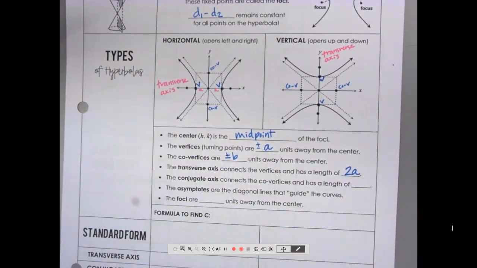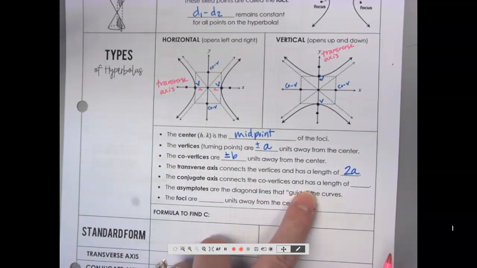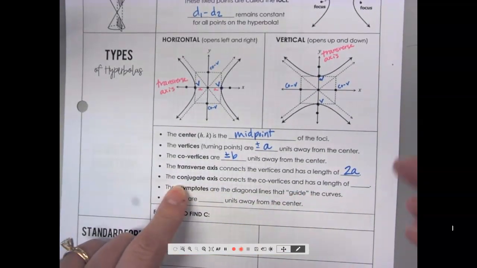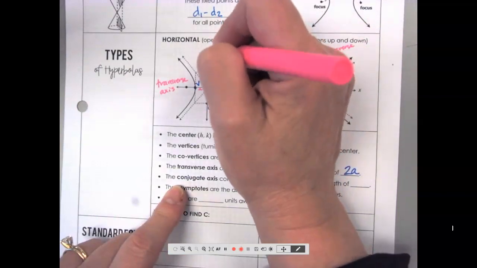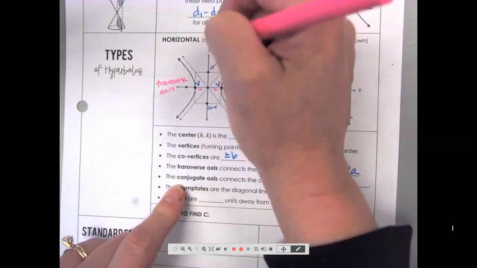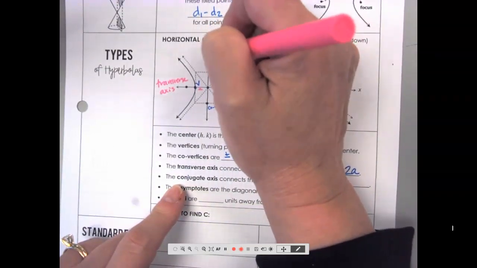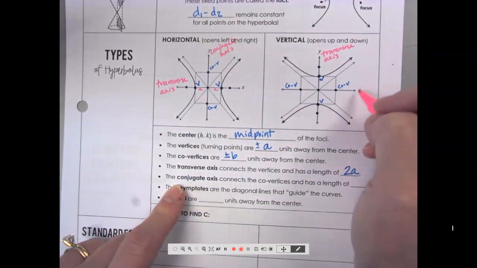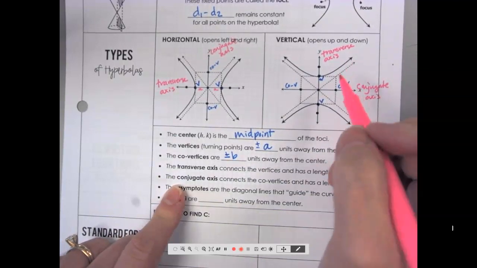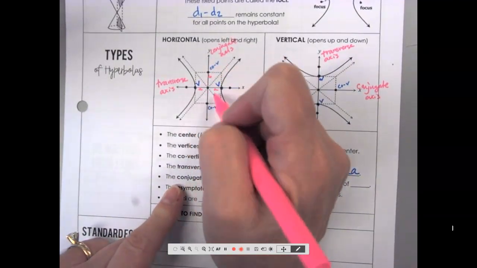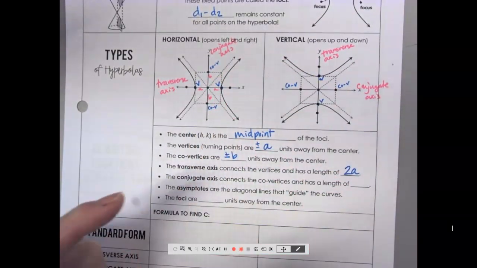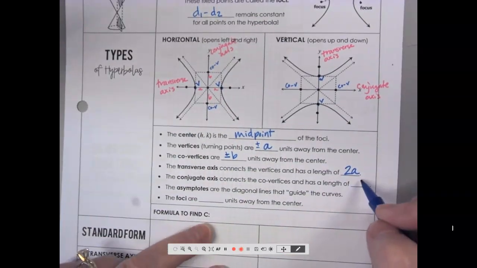Okay, the other distance connects the two co-vertices, and it's called the conjugate axis. So conjugate axis will go here. And here. And so if this distance was B, and this distance is B, then this length is 2B.